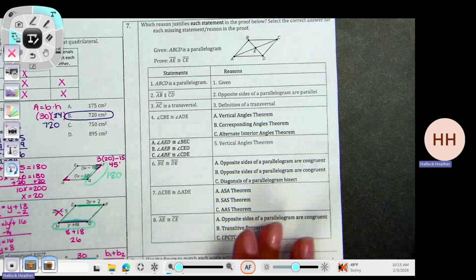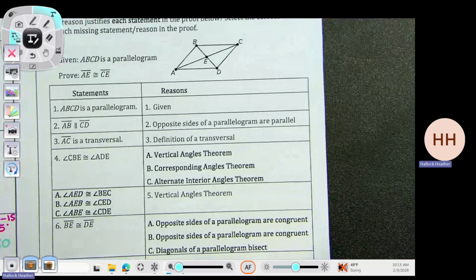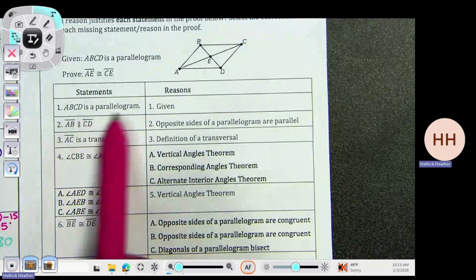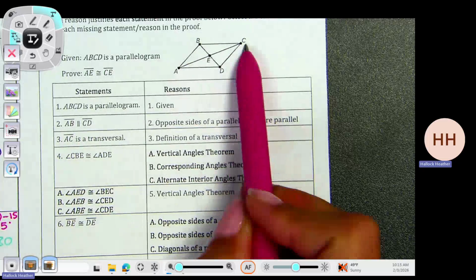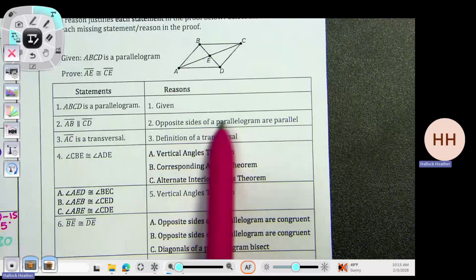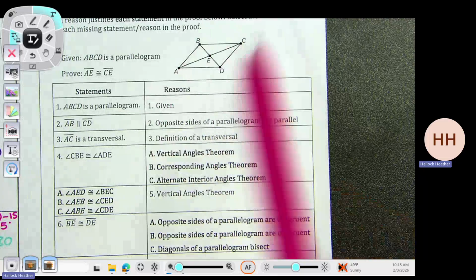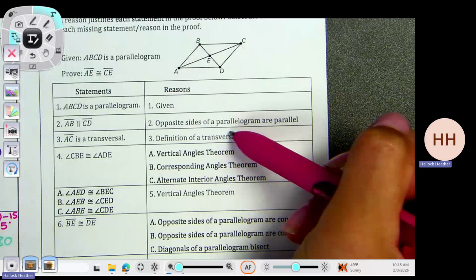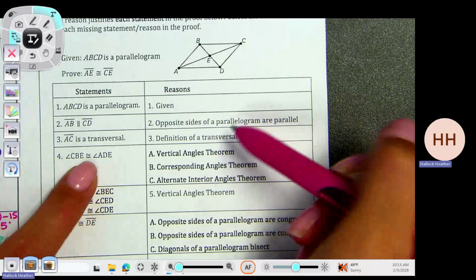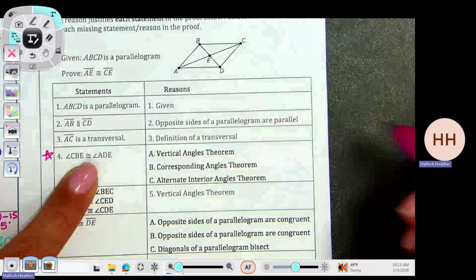For the proof, this one says ABCD is a parallelogram, which is true. AB is parallel to CD, which is true, but we don't mark it because it's not a congruency statement. Opposite sides of parallelogram are parallel. They're parallel. That makes sense. AC is a transversal. That's true because definition of a transversal. The next part is a congruency statement. So I mark it in my picture.